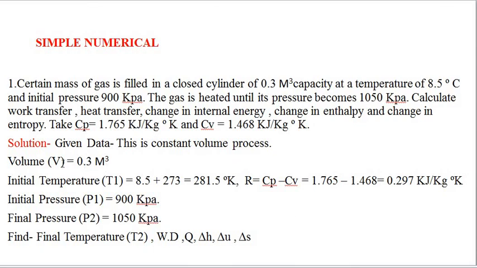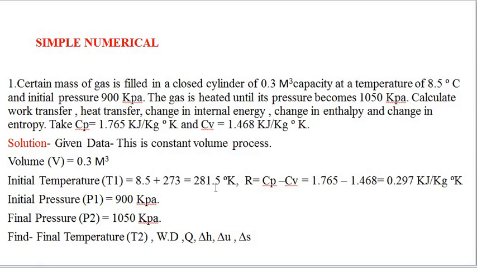So that volume is the initial volume V1 equal to V2, because this is a constant volume process, 0.3 meter cube. Initial temperature at state point 1, that is T1, is equal to 8.5 degrees Celsius. So we have to convert that into degree Kelvin for our calculation purpose. Now how to convert degrees Celsius into degree Kelvin? You have to add 273 to the Celsius value. So this becomes 281.5 degree Kelvin. This is the initial temperature given to us.